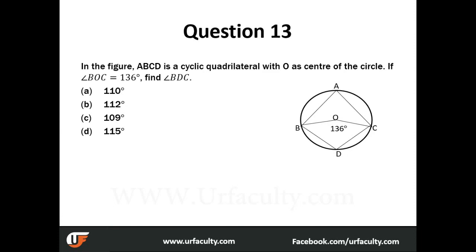ABCD is a cyclic quadrilateral with O as center. If angle BOC is equal to 136 degrees, find angle BDC. So without wasting much time, can we quickly try and do it? What will be this angle? If this is 136, it's from the same arc BC. So this angle will be 136 by 2, which is equal to 68. If this is 68, in a cyclic quadrilateral, it will be 180 minus 68, and that's equal to 112 degrees. So that's the answer.